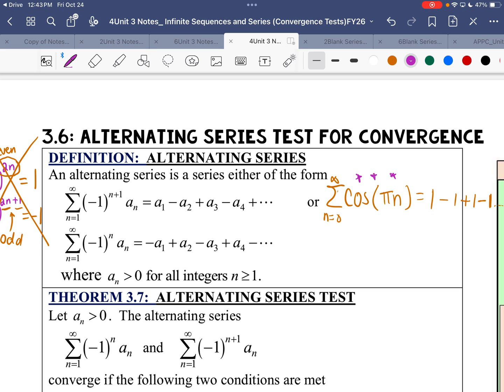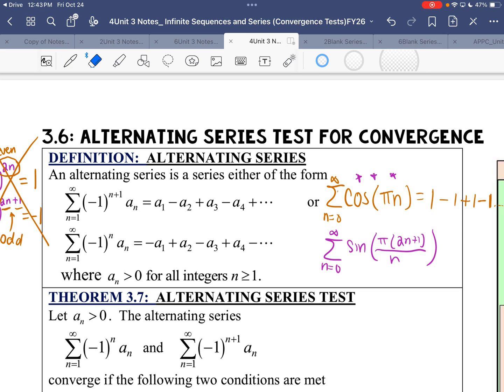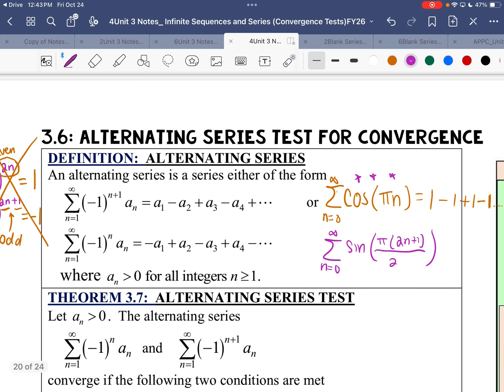Having cosine pi n. Another one that you don't see as much is doing sine of (2n plus 1) pi over 2, because this is basically doing the same thing, but for sine. I don't see this as much because it's kind of ugly. It's not so cute to write it this way.